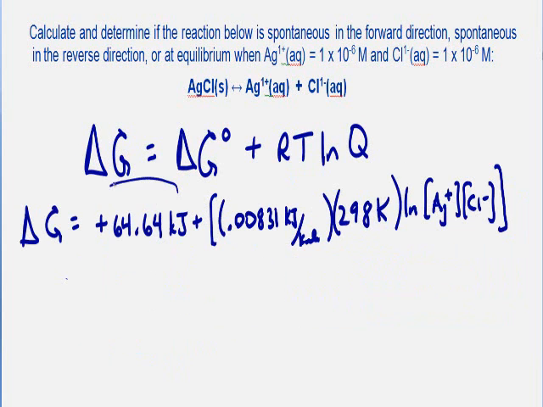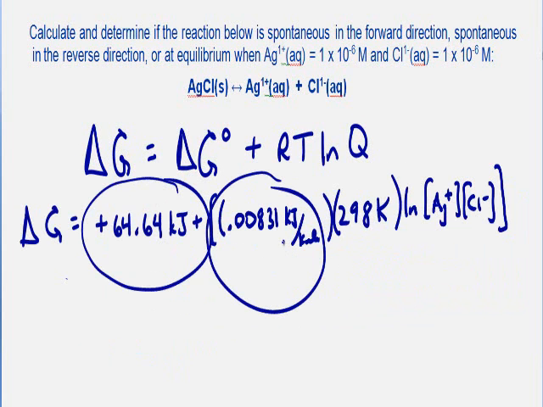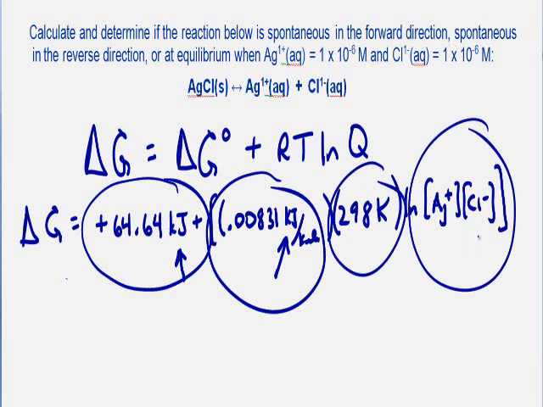Setting up our equation, we already have our delta G for standard conditions figured earlier of positive 64.64. Our R value is 0.00831 because the unit we have to use is kilojoules to be consistent with the kilojoules of our delta G. Temperature is 298 Kelvin, and our Q expression is the silver concentration times the chloride concentration.